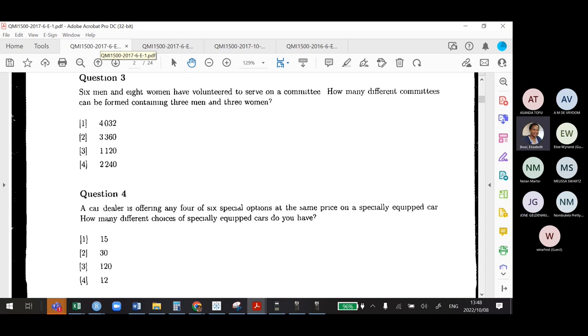Same as what we did previously. So because there is no preference here, they're not saying whether they want a secretary, a treasurer, or whatnot, or how the committee should be formed. They just need to know how many different committees can be formed. So it means we need to use combination and multiplication rule, because there are 2 categories here.